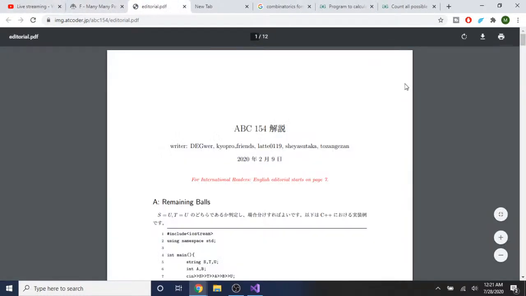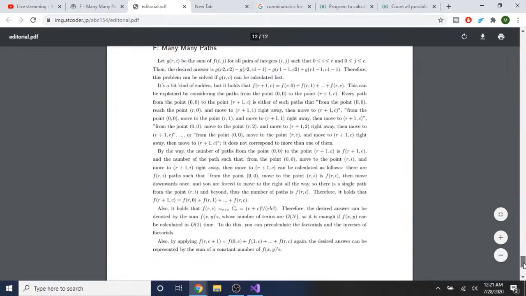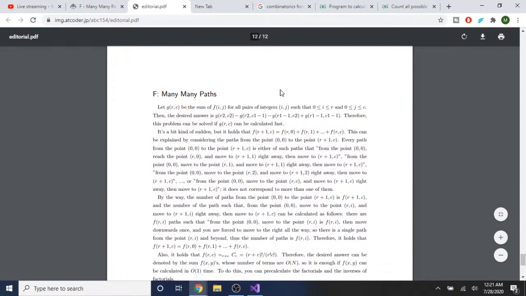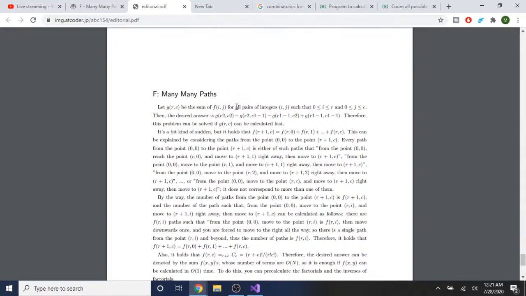Most of AtCoder's editorials are pretty useless anyway, because they don't give us any hints at all. So let's look at this. Let g of R, C be the sum of f of i, going to R, C. Desired answer is g of R2, C1 minus g of R2, C1 minus 1. What? Where did this come from?